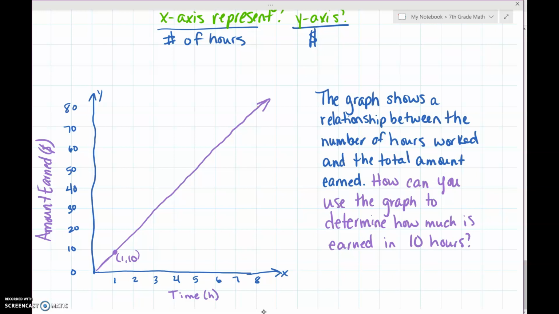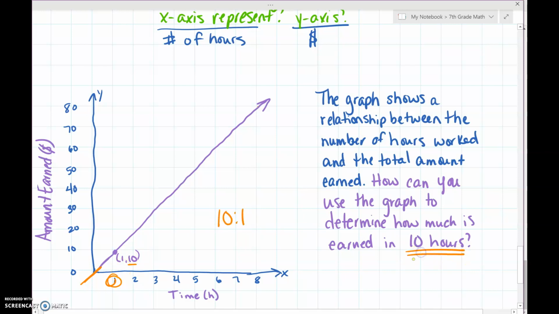Well, if I look at this, it doesn't go to 10 hours worked. So I can't add on, I'm out of space. But I can look here. See, this goes through my origin. That tells me it's proportional. It goes through the origin. So if I look at my 1, that 1 hour tells me that I make $10 per hour. That is my unit rate. So it's $10 to every 1 hour.